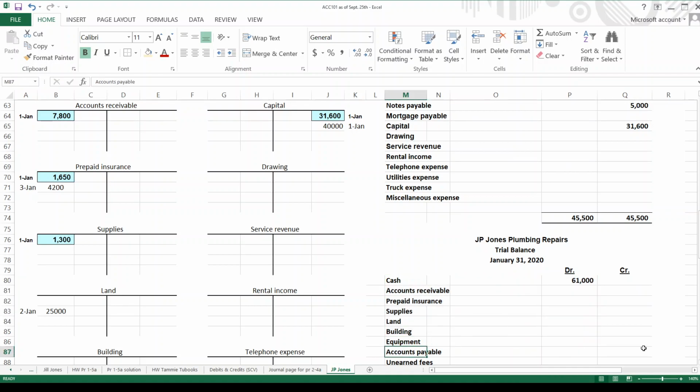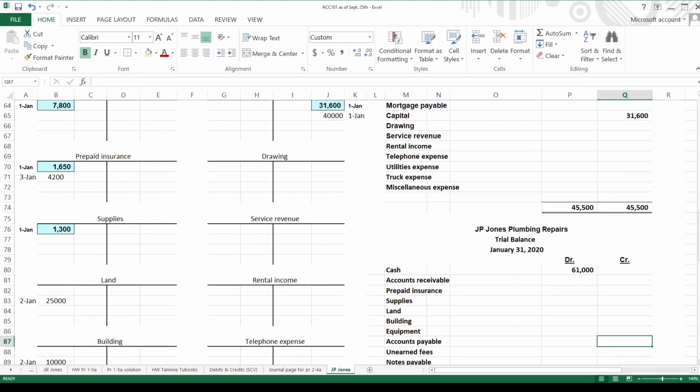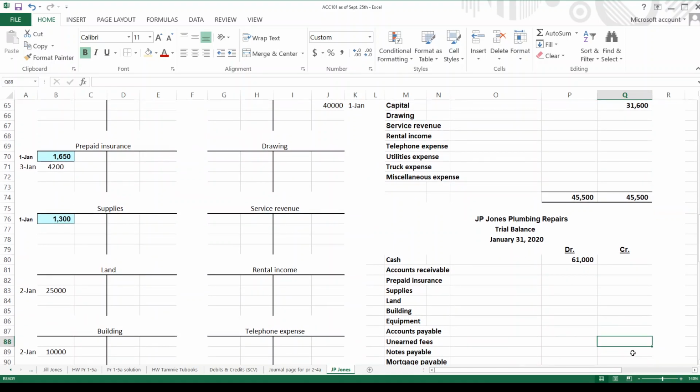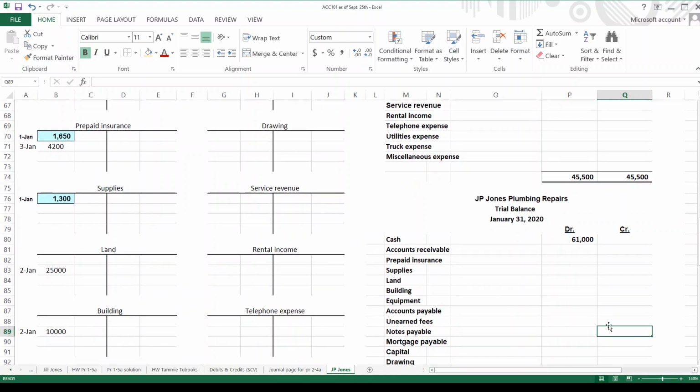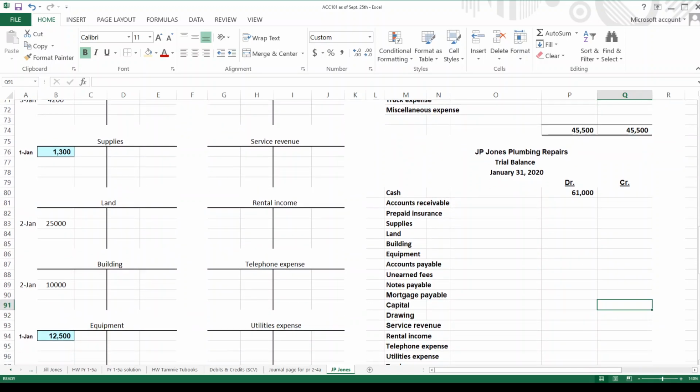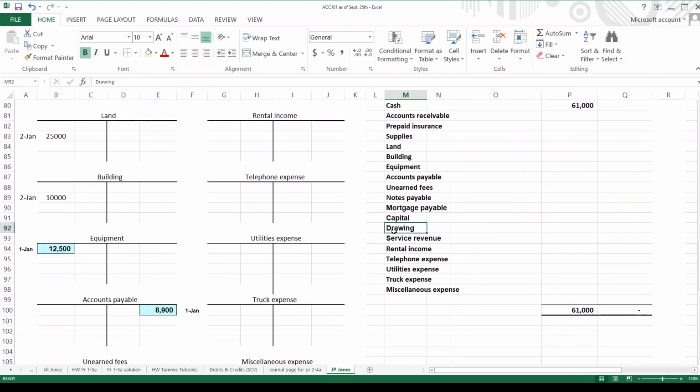Then you've got the payables, that's going to be a credit. Unearned, that's going to be a credit. Notes payable is going to be a credit. And mortgage payable is going to be a credit. Capital is going to be a credit. And then drawing will be a debit. The revenue and incomes will be credits. And the expenses will all be debits.